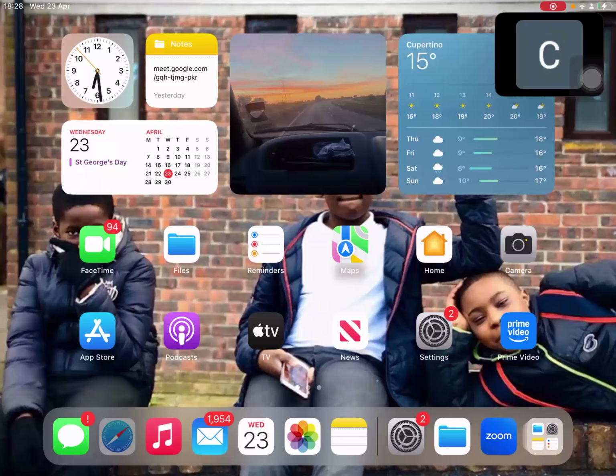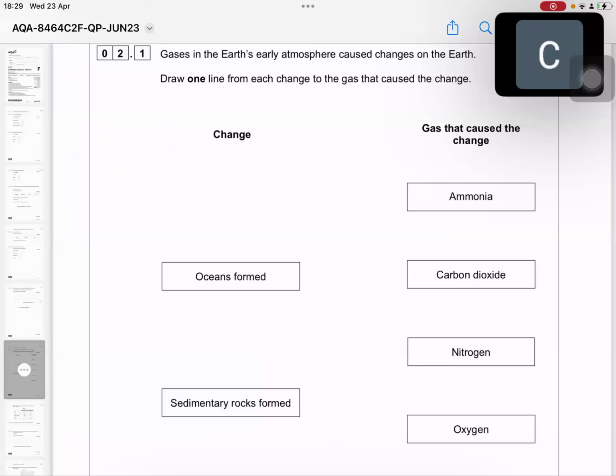Okay, I can see your screen now. You just need to navigate to the question paper. Okay, nice, this is the next question. It says gases in the Earth's early atmosphere caused changes on the Earth. Draw one line from each change to the gas that caused the change. So how were the oceans formed? The gas that caused the change.